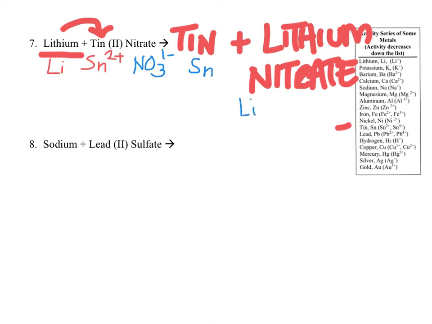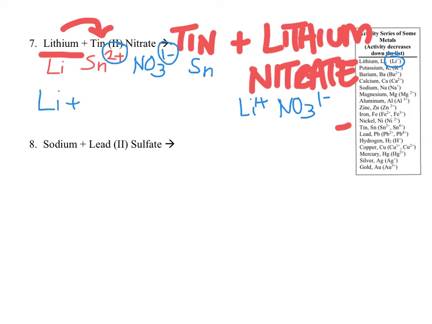But lithium and nitrate form an ionic compound, so lithium has a 1+ charge. You can see that right here. And nitrate, as we already figured out from earlier, has a 1- charge. Now that we have that, let's put these guys together. Lithium is going to react with tin nitrate.